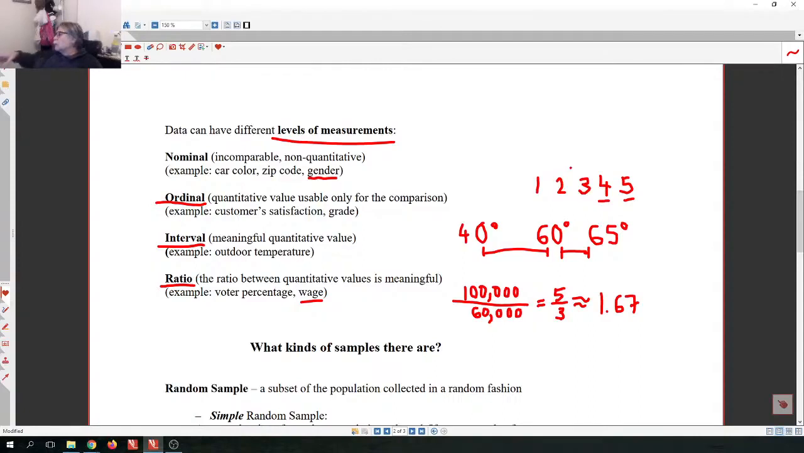1 for male, 2 for female, 3 for transgender or something else. I don't know what else we could have, but it would not have meaningful numerical value. So in that particular case, you just collect what you are able to.